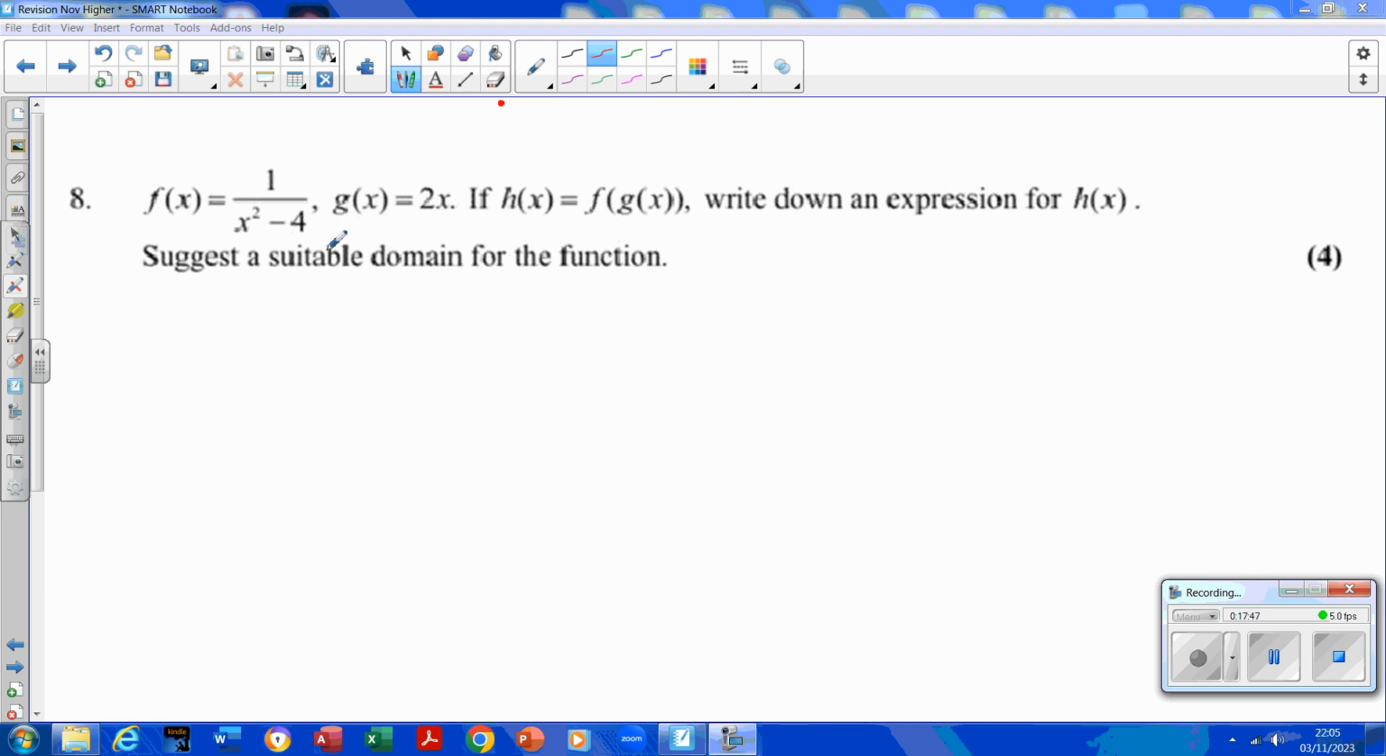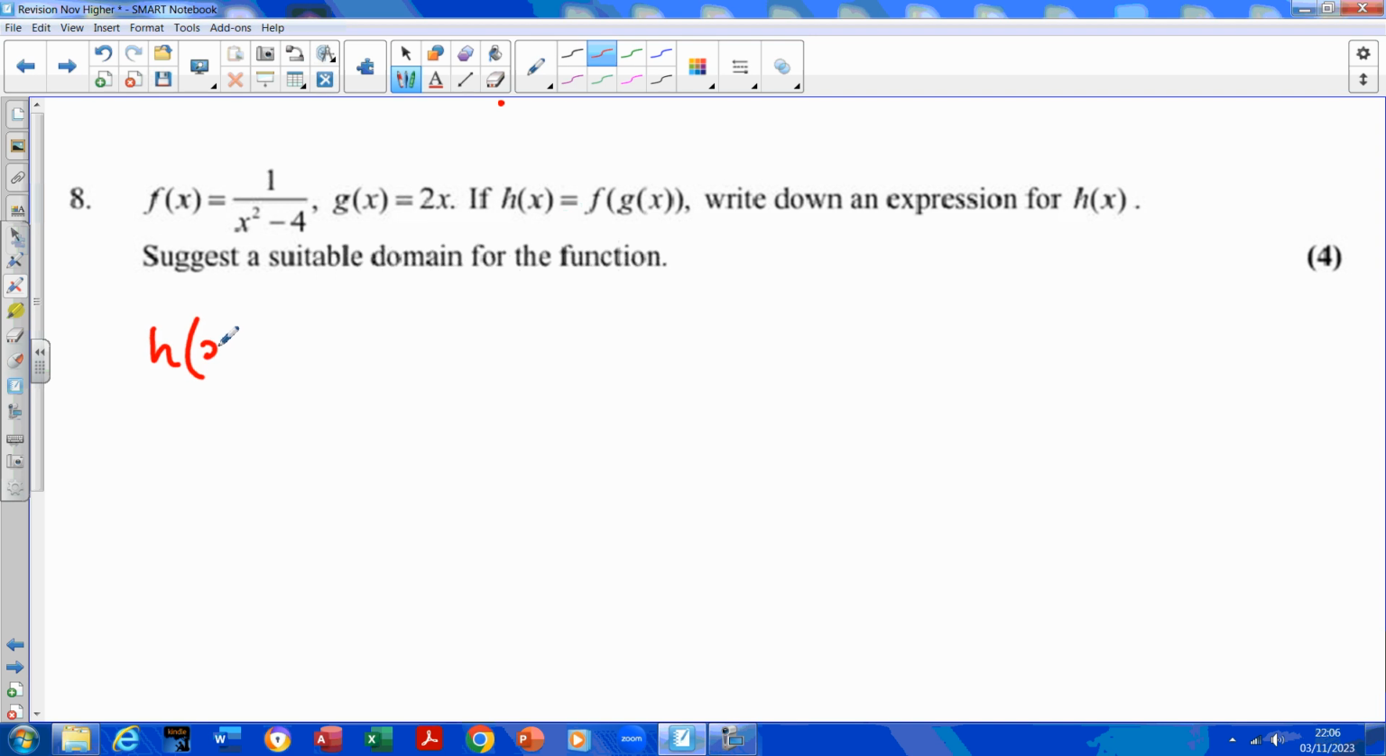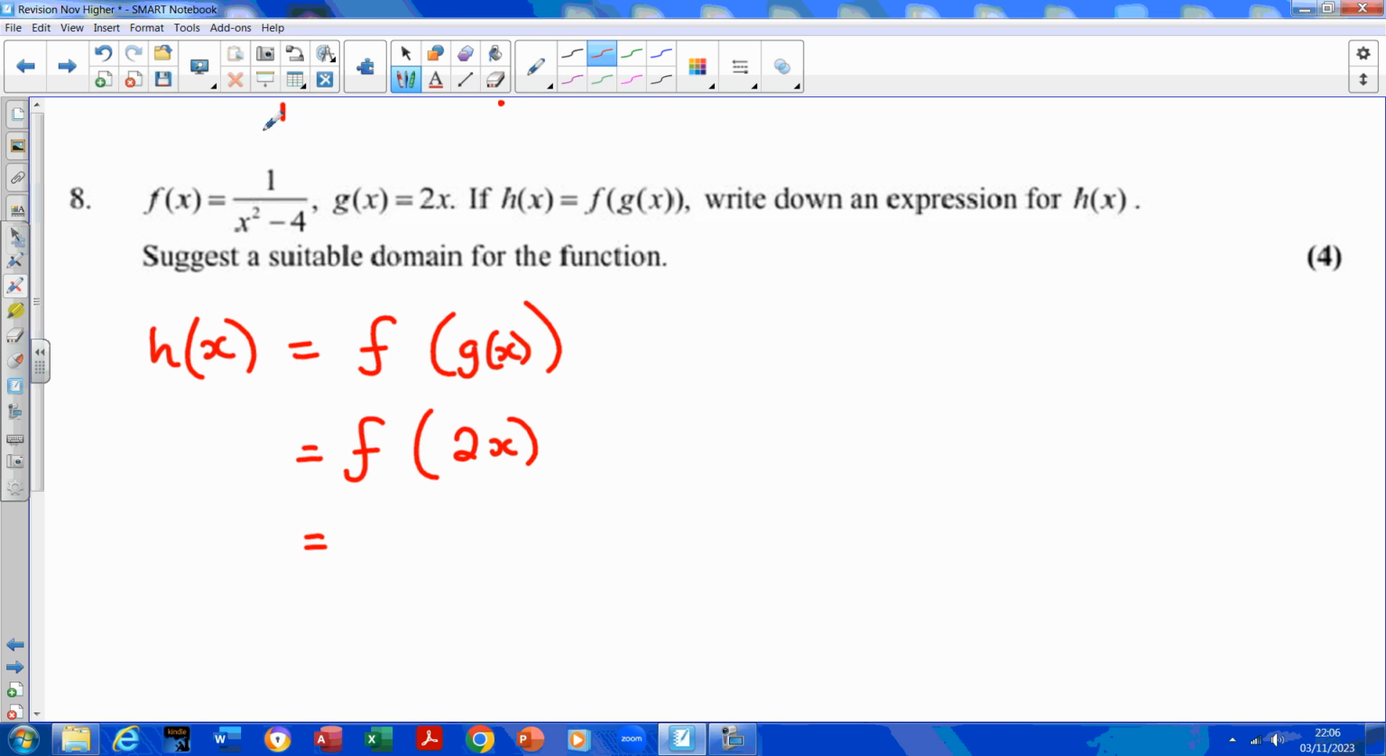f(x) is equal to 1 over x squared minus 4. g(x) is equal to 2x. If h(x) is equal to f of g(x), write down an expression for h(x). So h(x) is equal to f of g(x). First thing we do is we substitute the formula for g(x) into that bracket. So g(x) is equal to 2x, so that goes in there. Then we look to see what function f does to the thing in the bracket. So function f, you write down 1, and it's the thing in the bracket all squared, take away 4.